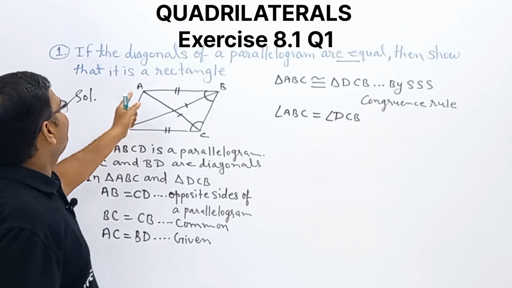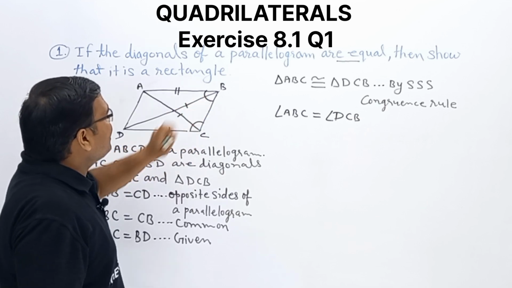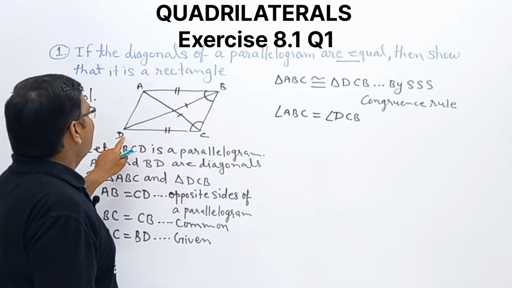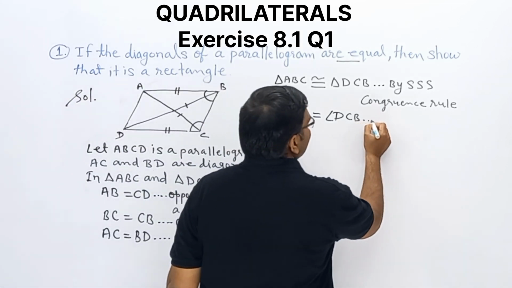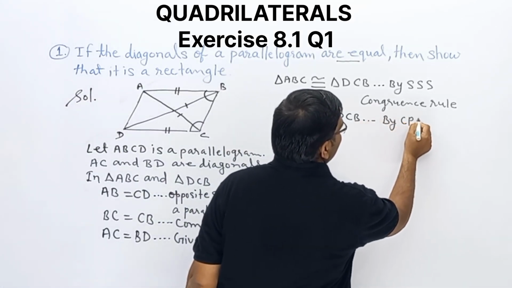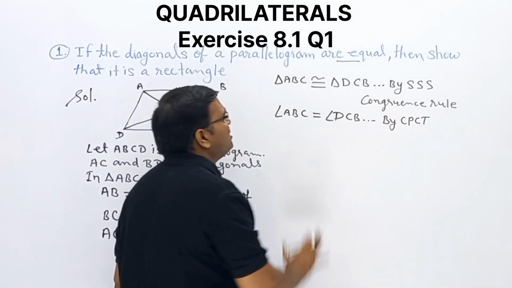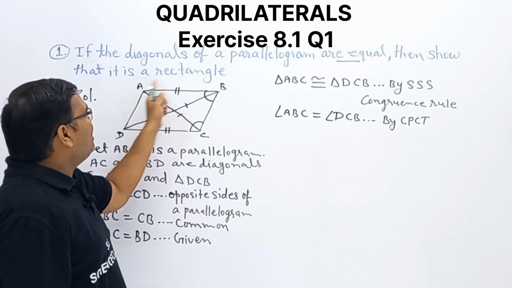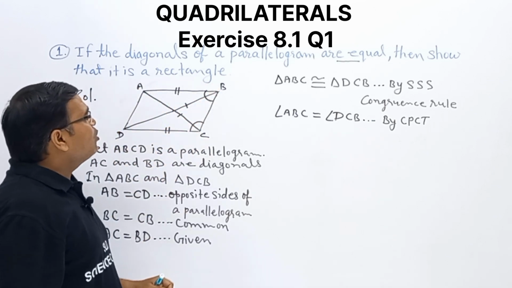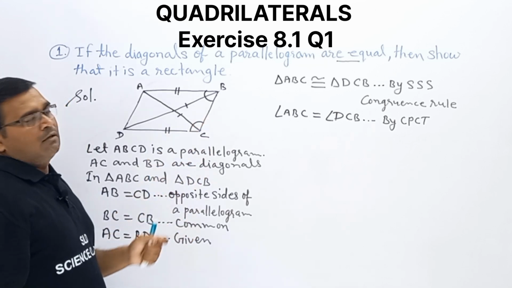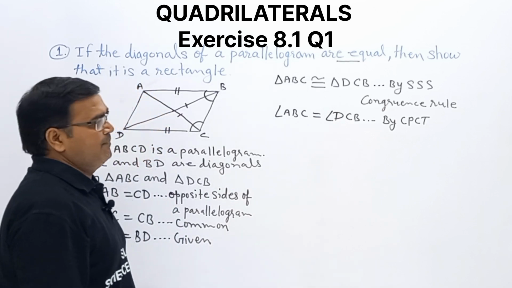Equal. So angle ABC, this angle will be equal to this angle DCB. Clear? By CPCT. This is what? Corresponding parts of congruent triangles. By CPCT we can say angle ABC, this angle will be equal to angle DCB. In both triangles we proved that what? Angle ABC equal to angle DCB.